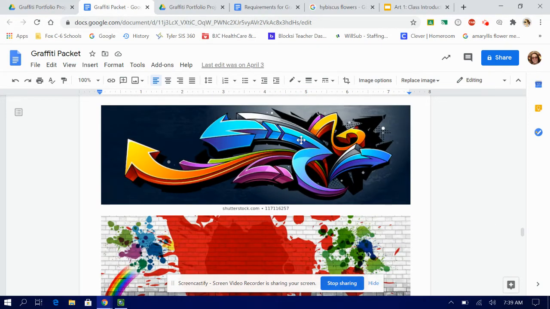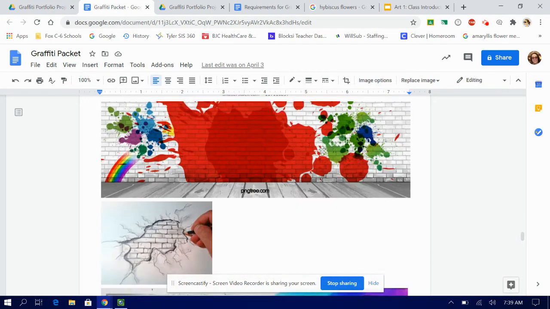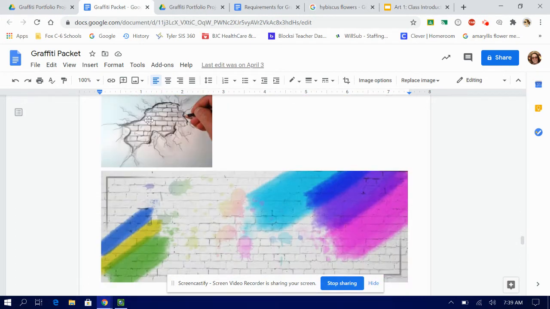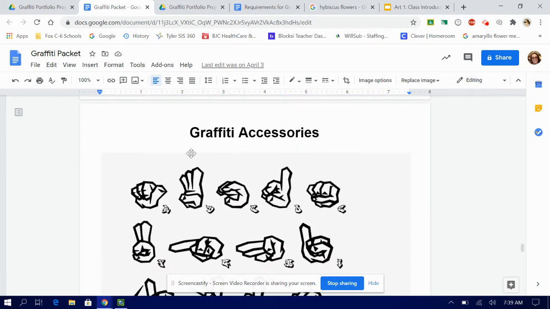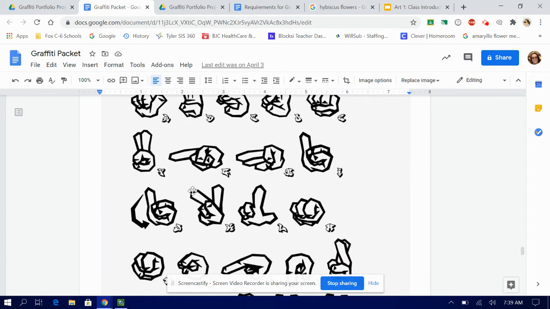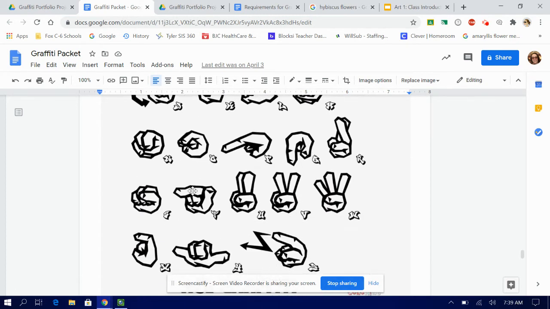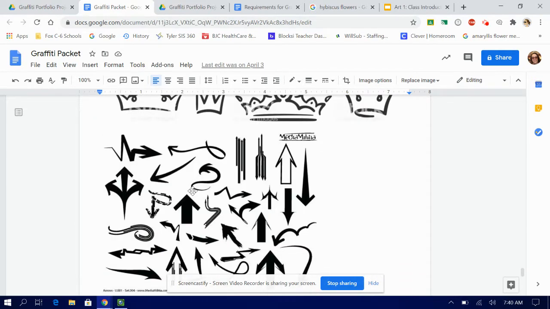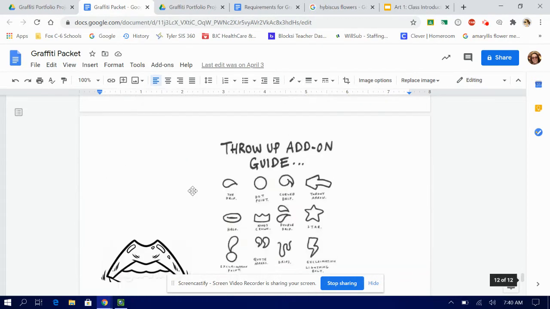This is just different arrows and things that you could draw. I thought this paint splatter one was kind of cool. This one was a brick wall on the inside, and then a plain wall on the outside. Graffiti accessories that you could use: these are basically like sign language, I think, but in a graffiti style. There's crowns you can draw. Here's a whole bunch of arrows.